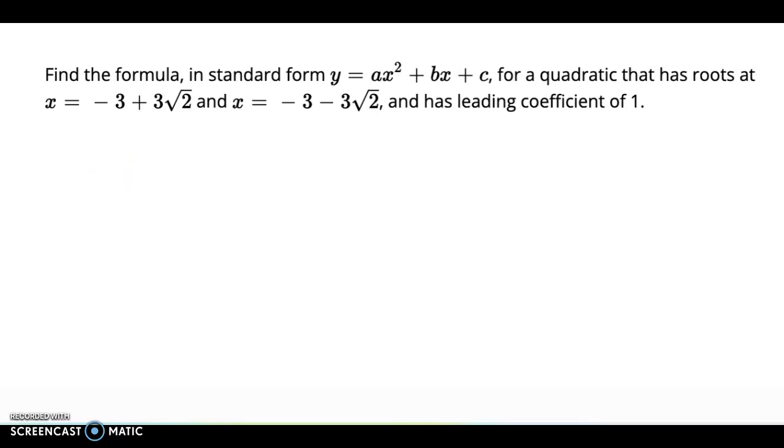Find the formula in standard form, y equals ax squared plus bx plus c, for a quadratic that has roots at x equals negative 3 plus 3 square root of 2, and x equals negative 3 minus 3 square root of 2, and has a leading coefficient of 1. So what we want to do here is it's like we're working backwards.